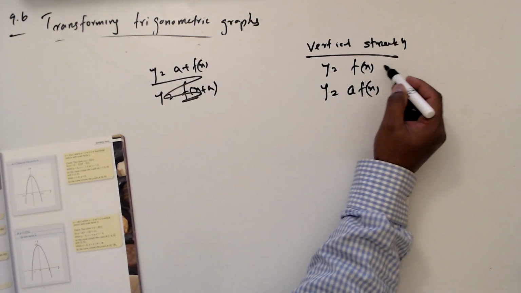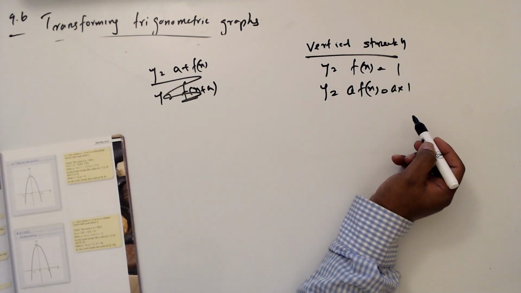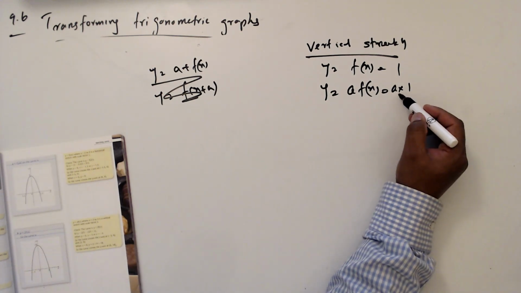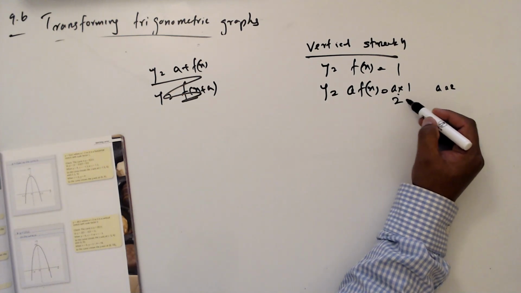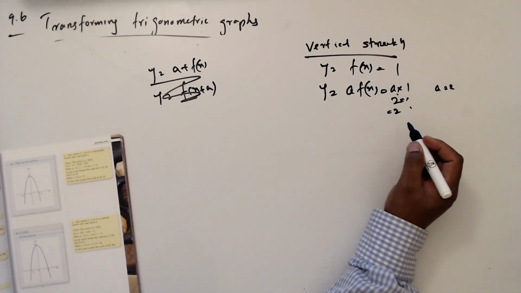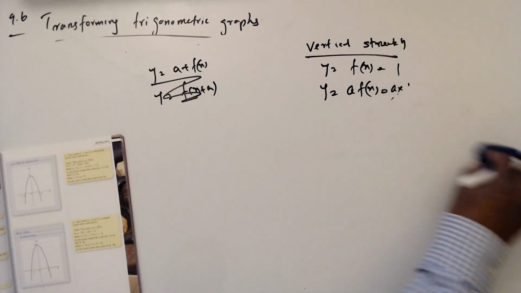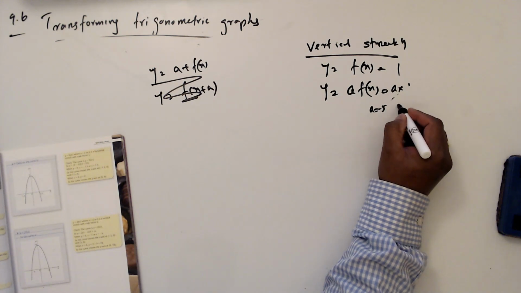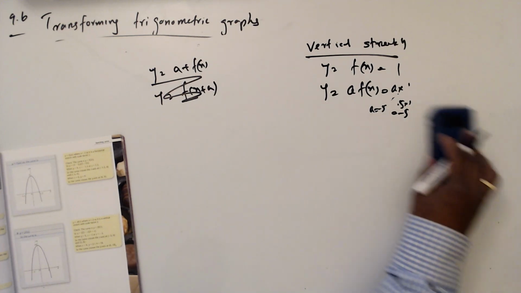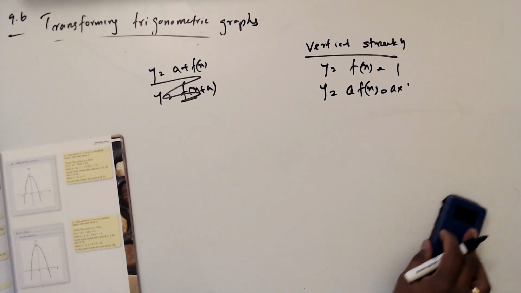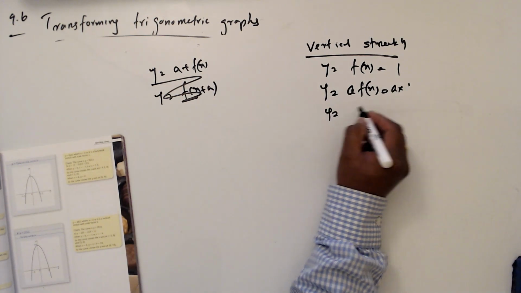Now the y value is here. If it is 1, now this is a times 1. If a is 2, now it is going to be 2 times 1, which is 2. If a is half, or 0.5, then it is going to be 0.5 times 1, 0.5. So this is a vertical stretch.